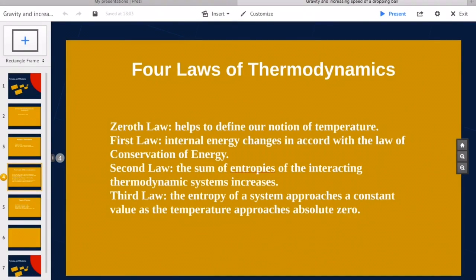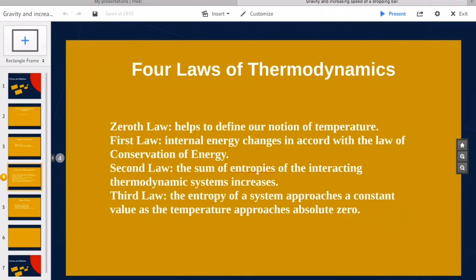Okay, four laws of thermodynamics. This can seem like a lot. We'll go through each of these and then try to go over how to remember them for the test. Zeroth law: if two systems are in thermal equilibrium with a third system, they are in thermal equilibrium with each other. This law helps define our notion of temperature. Thermal equilibrium essentially means that no heat flows between them.